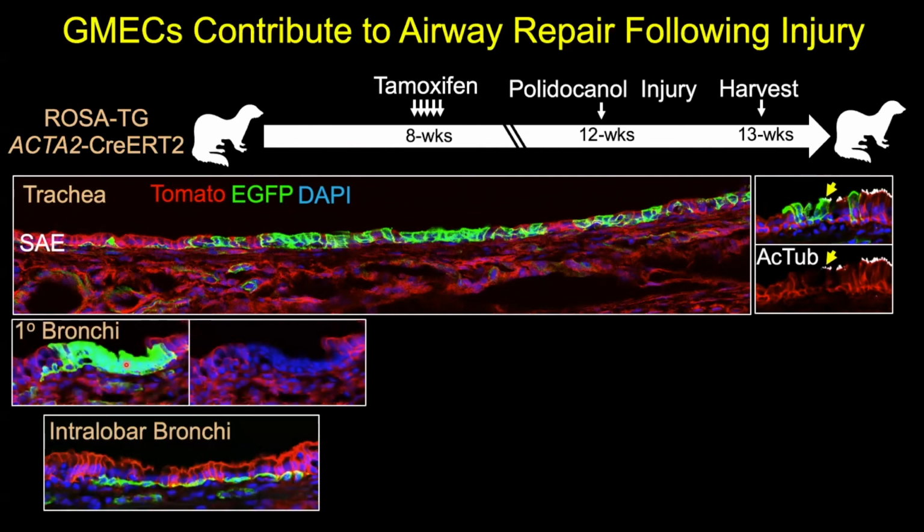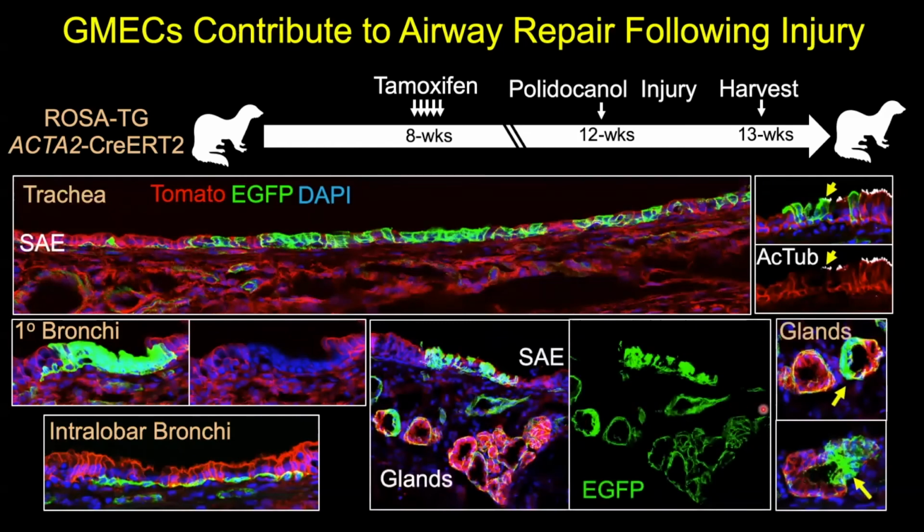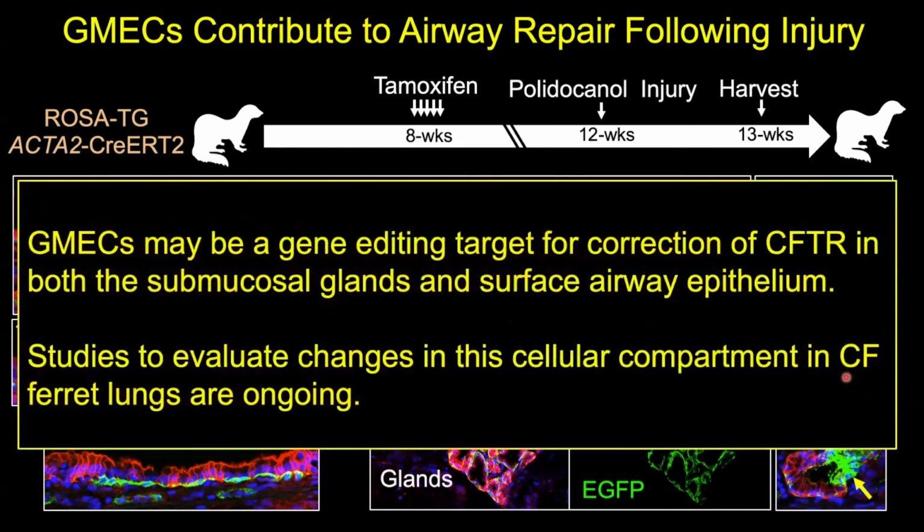One can see clones in the bronchi that don't express tomato but convert to GFP, basal cells in the distal bronchiolar or bronchi, as well as lineage contribution to luminal cells within the submucosal glands. So glandular myoepithelial cells may be a gene editing target for correction of CFTR in both submucosal glands as well as the surface airway epithelium. Studies evaluating changes in these cellular compartments in the CF lung are ongoing and will tell us how the glandular stem cell niche may be involved in airways disease progression.